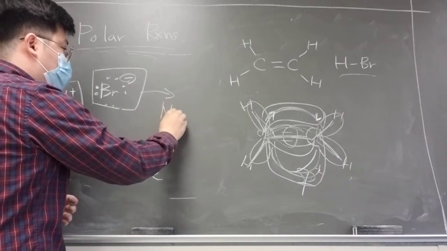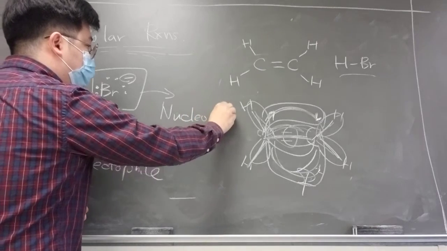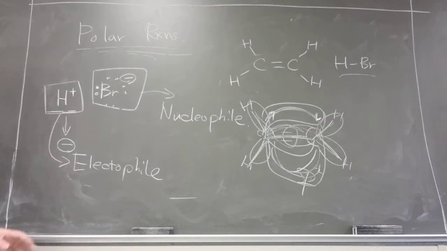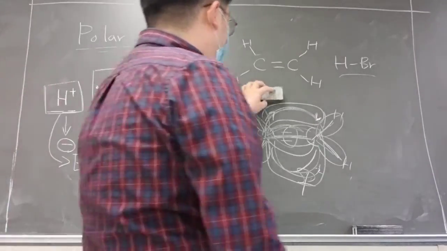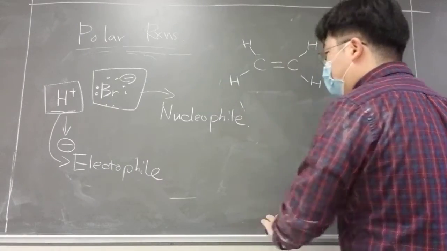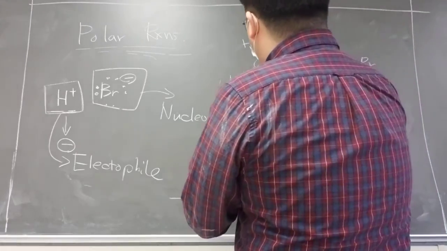This is negative, so you look for something that's positive. So we call this nucleophile. Okay. So if those are true, we have 2 available: nucleophile and electrophile.